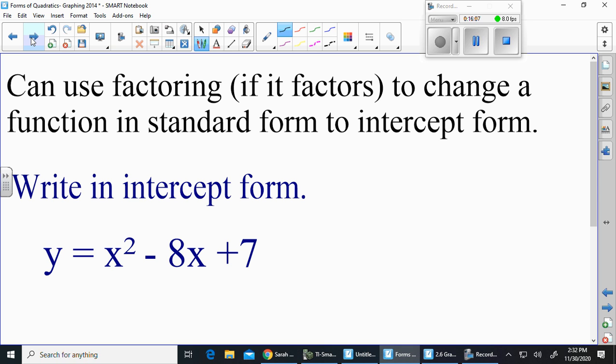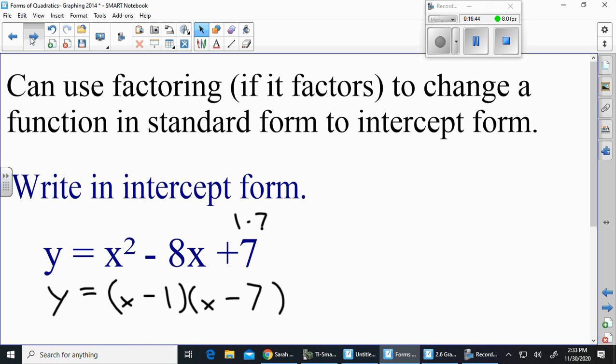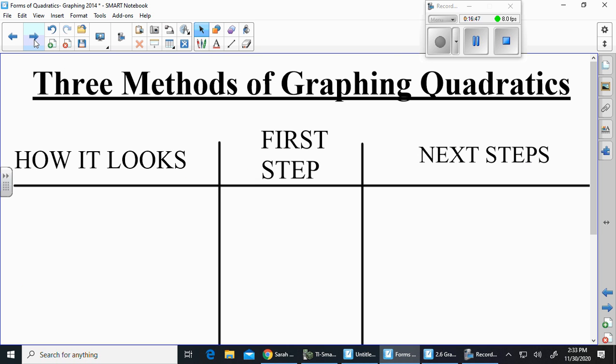As I said, which I sort of did on that last one, you can change to intercept form if it factors. So, sure, with this one, you could do the opposite of b over 2a, which, as I said, most people would do. But if you know that there's two numbers that multiply to give you 7 and add to give you 8, you could change that into intercept form and plot it and graph it. Vertex form, I'm just going to hold off on that. As I said, completing the square, we'll wait with that. But it is able to be done.